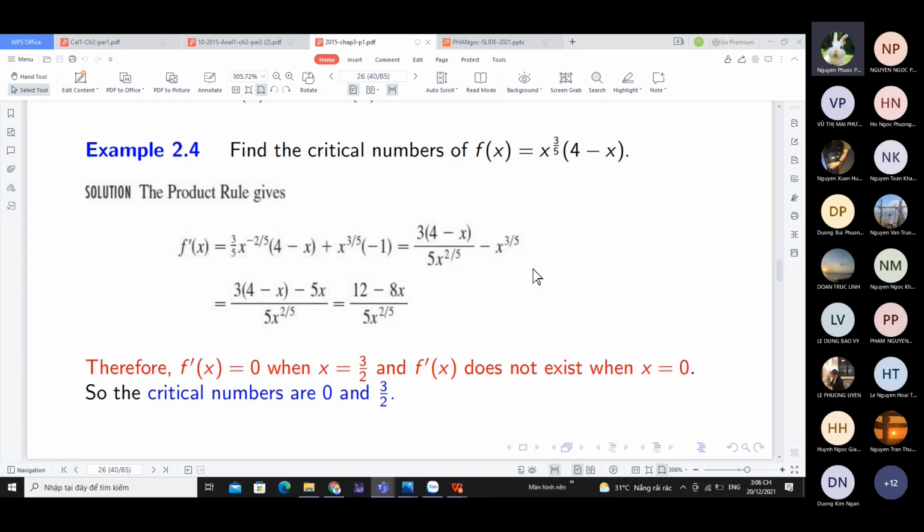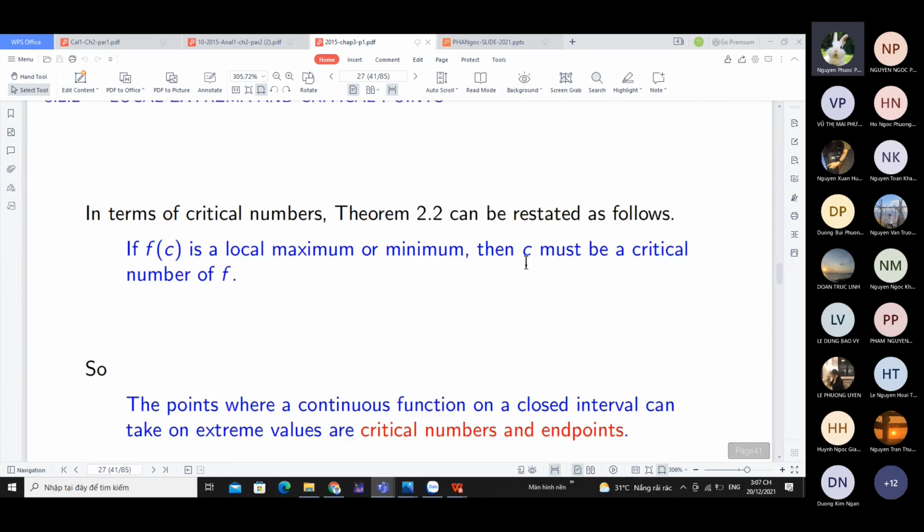Okay, so to find critical numbers of a given function, we solve the equation f prime of x equals 0, and we find all numbers x so that f prime of x does not exist. Of course, x must belong to the domain of f. In our example here, the function f is well defined for any x, right? Okay, one more example.